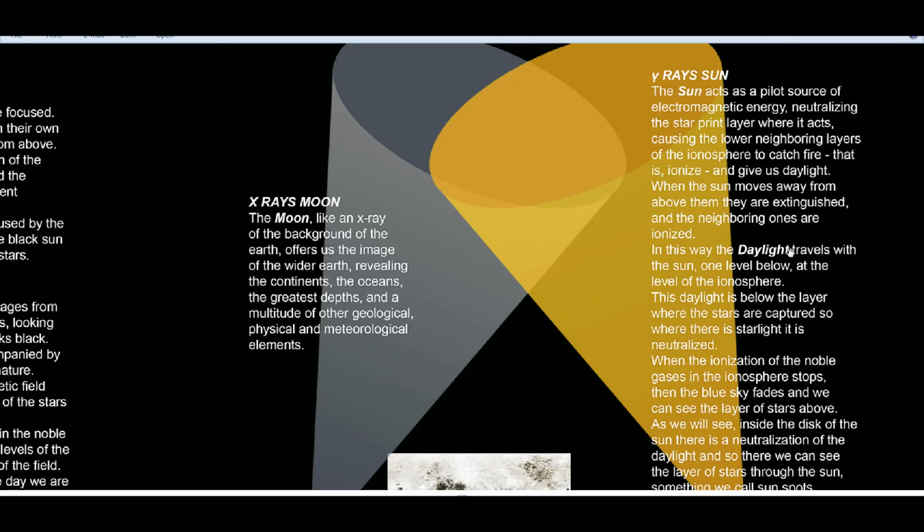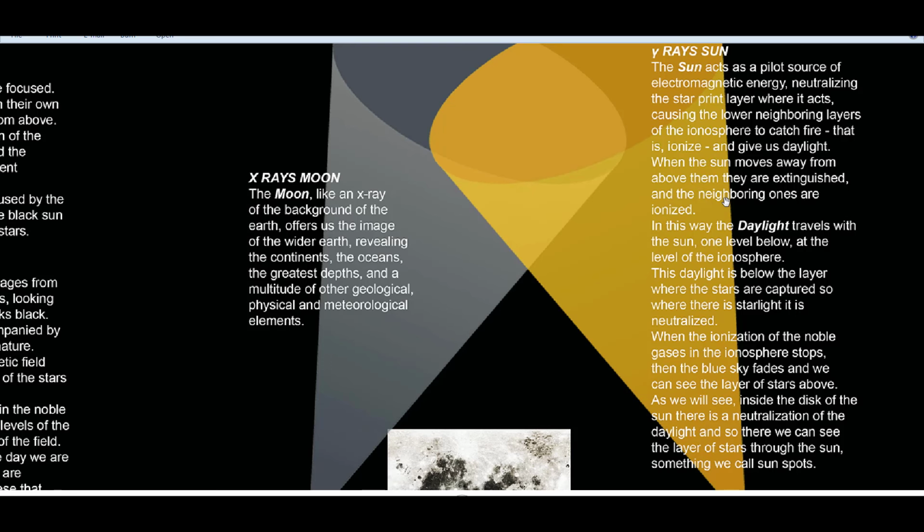When the sun moves away from above, from the whole area, they are extinguished, and the neighboring ones are ionized. So in this way, the daylight travels with the sun one level below, at the level of the ionosphere. This daylight is below the layer where the stars are captured, so where there is starlight, it is neutralized. So you can't have stars and day at the same time because they neutralize each other.